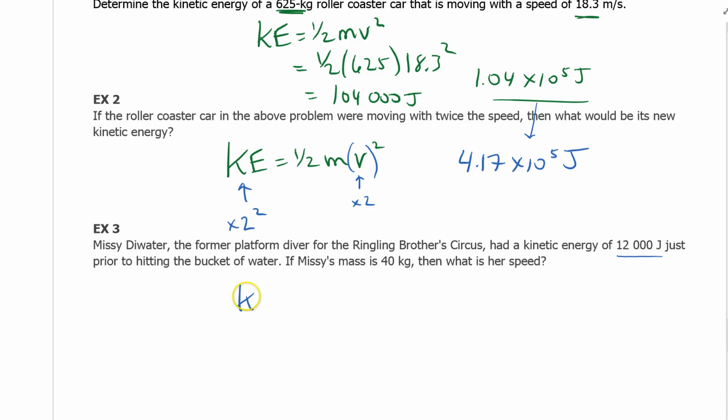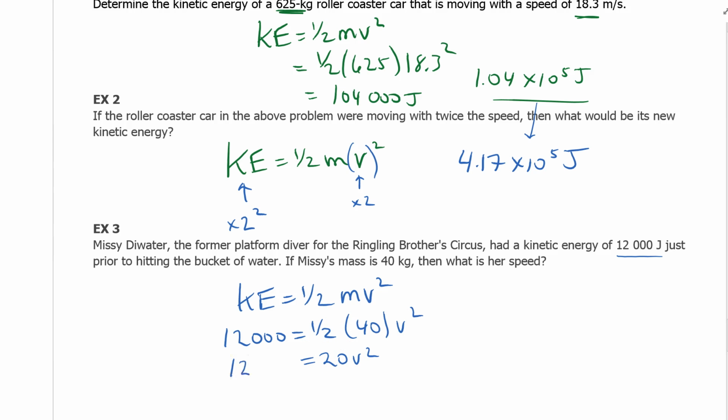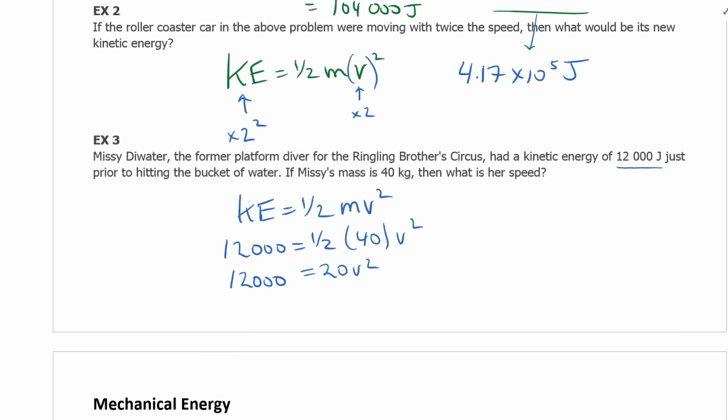So here it's the same formula, but what we're going to solve for is the speed, the v, instead of the kinetic energy. So I'll put in my 12,000 is equal to 1/2 times 40 times v squared. A half times 40 is equal to 20. Now when I divide both sides by 20, I will get 600. So v will be equal to the square root of 600, which is approximately 24.5 meters per second.